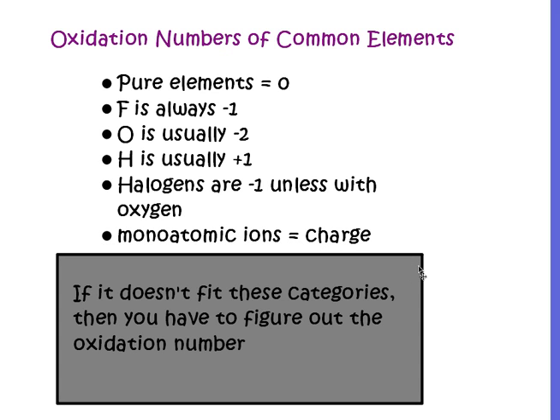Finally, if it's a monoatomic ion, then it's just going to be equal to its charge. Now, if it doesn't fit into one of these categories, then you have to figure out the oxidation number. And that's what we're going to talk about next.